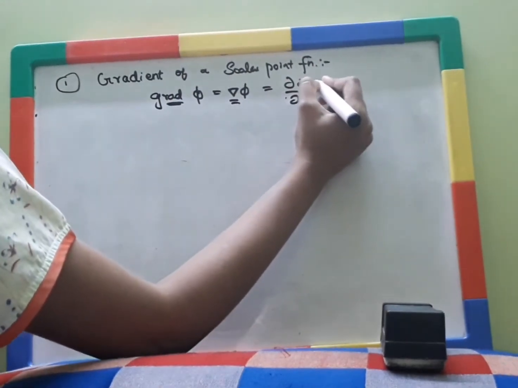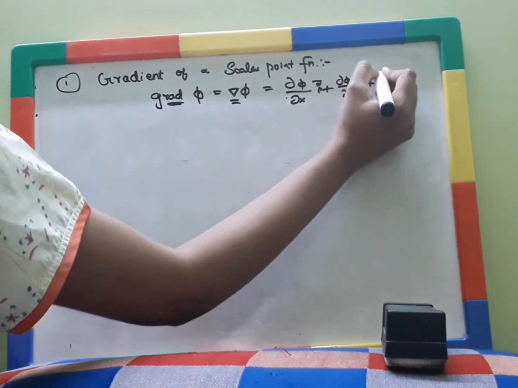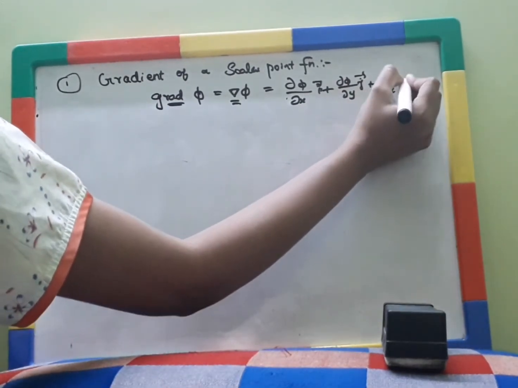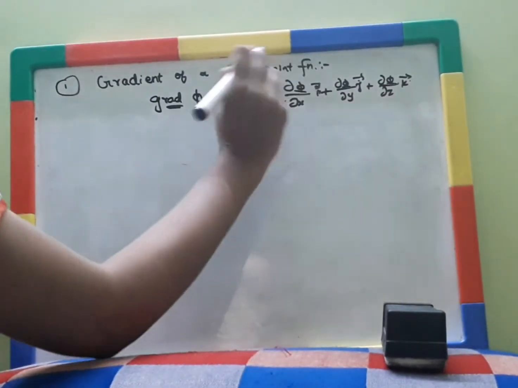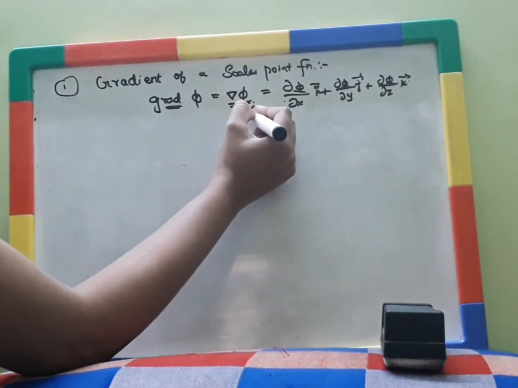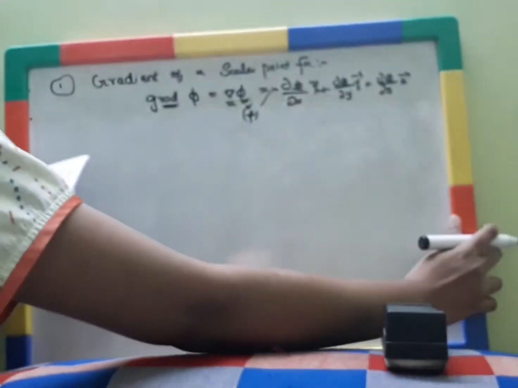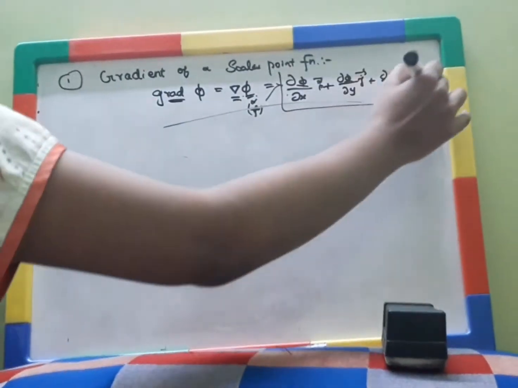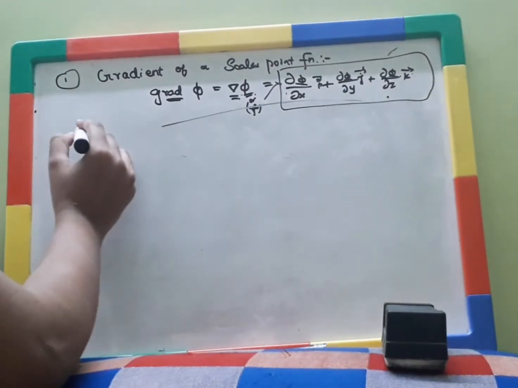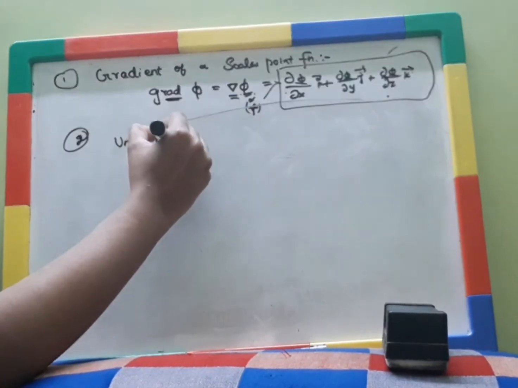Gradient of psi equals, that means del psi equals dou psi by dou x i vector plus dou psi by dou y j vector plus dou psi by dou z k vector. This is the main function we are going to use in the gradient of a scalar point function. It can also be called an f vector. This function is going to be used in our problems.